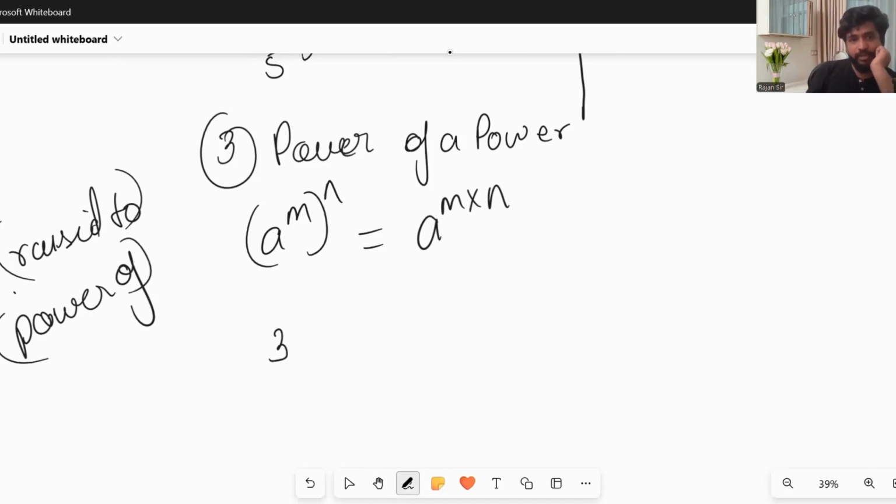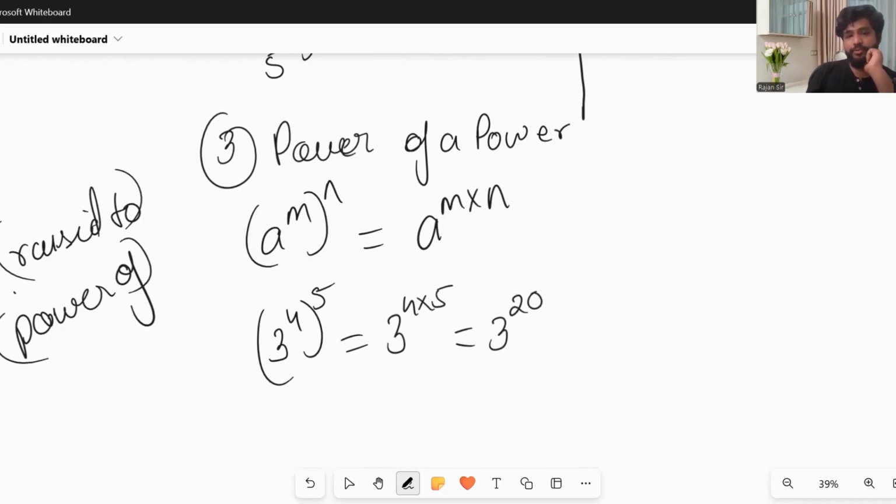Example. We have 3 raised to 4, raised to, let's say, 5. So we write 3 raised to 4 into 5. Now this is very important. So we have 3 raised to 20. Let me show exactly what we did here. We'll take a small, simple example so that we don't have to write a lot of things. Let's say 3 raised to 2, raised to 3, the same thing. So this will be 3 raised to 6.